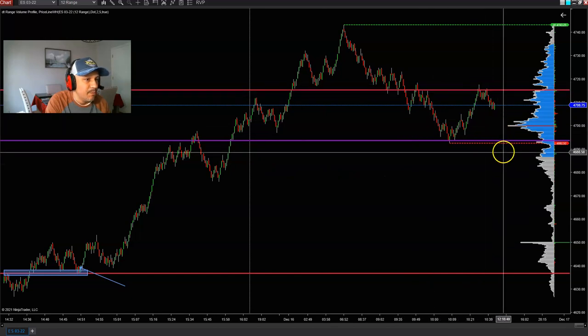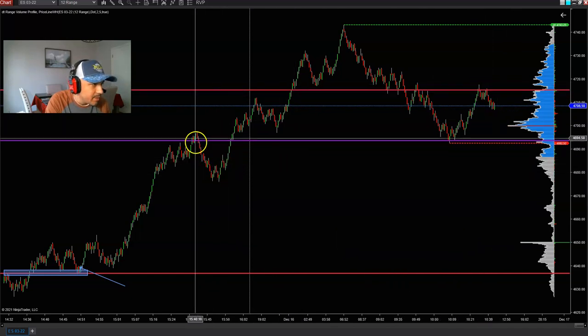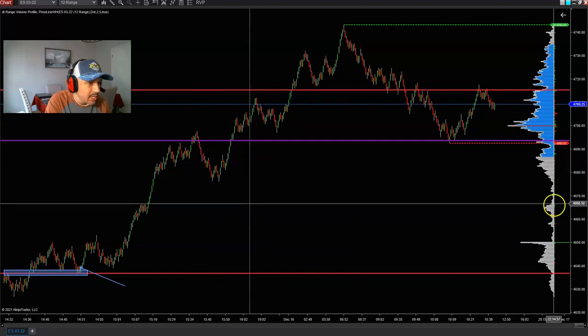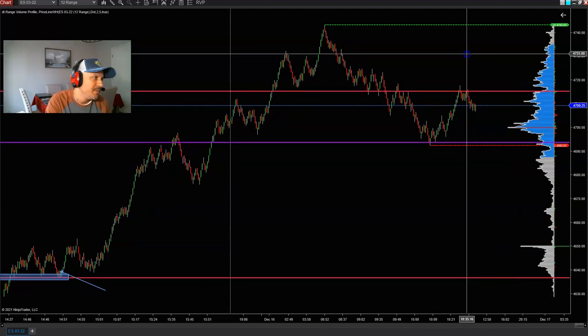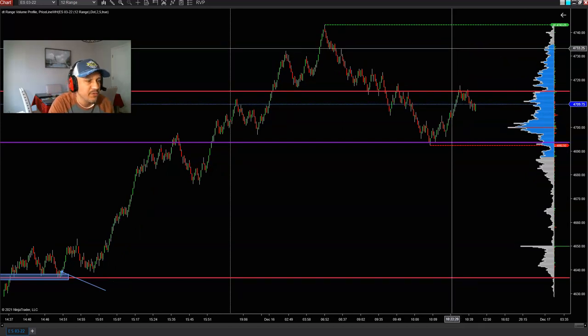So price can actually move on down, tap into this area of demand within this swing, and then boom, turn back around and push higher. So just be on the lookout for things like that. That's paying attention to market structure, and from there, follow the flow.